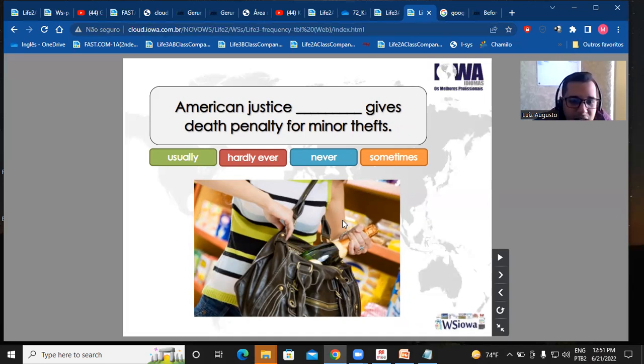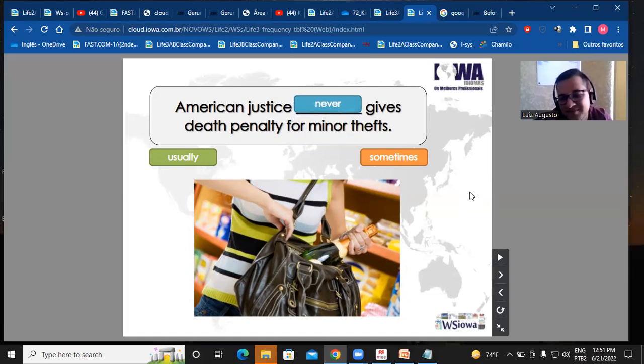Rarely, não é hardly ever. The idea is good, but it's not hardly ever, it's never. É que também não tem como você saber, mas a intenção é a mesma, né? Ou é raramente, ou é quase nunca, ou é nunca, né? Não dá pra saber mesmo. Very good. But the idea you got.